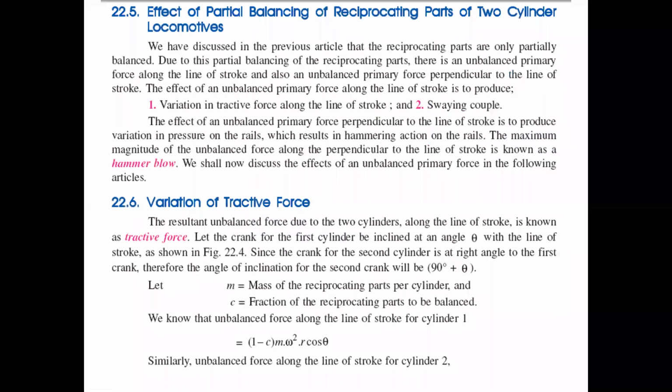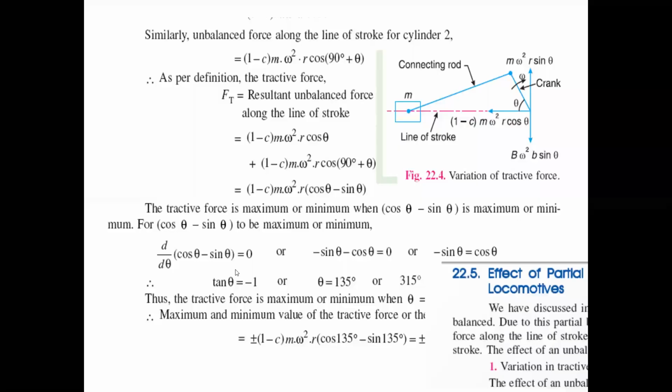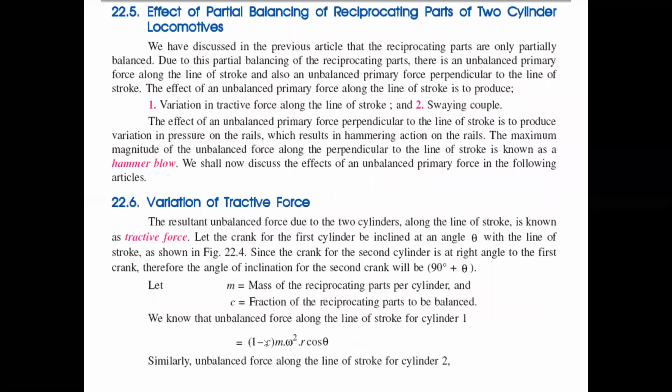Then we will write our unbalanced forces due to cylinder 1 and cylinder 2. Before that, we will represent the notations. Small m equals the mass of the reciprocating parts for the cylinder, and c equals the fraction of reciprocating parts. Now the unbalanced force along the line of the stroke for cylinder 1 is (1 minus c) m omega square r cos theta.